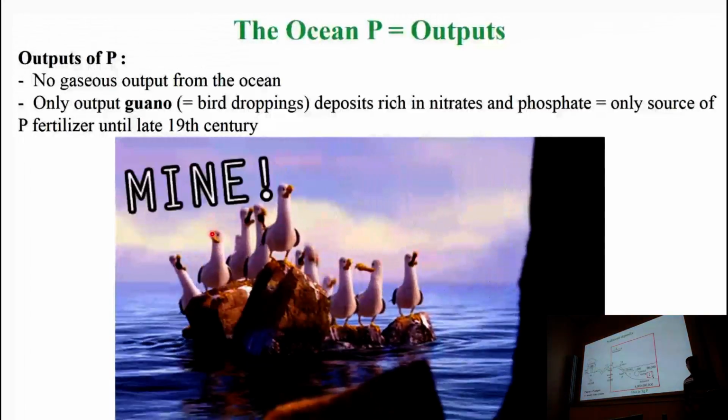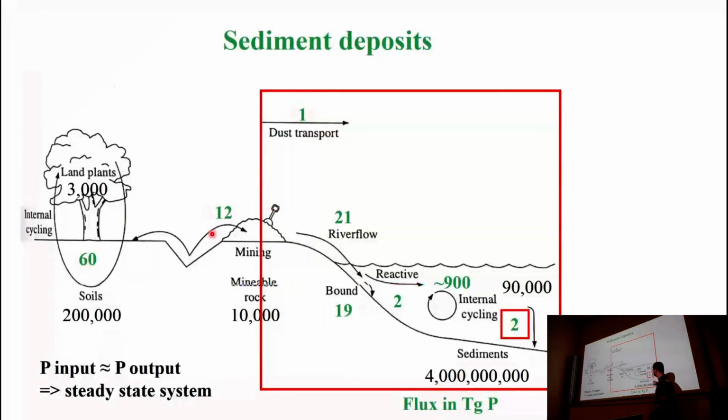I guess I should probably also say that there's also an output to sediments at the bottom of the ocean, because any sediment that's being produced that has any organic matter in it will also have some phosphorus in it.